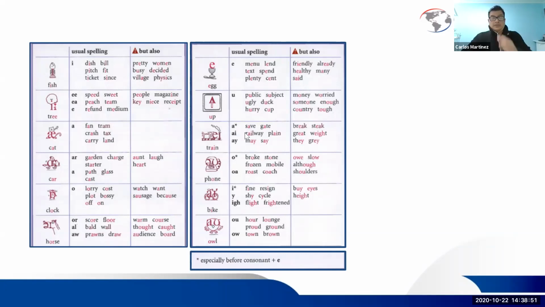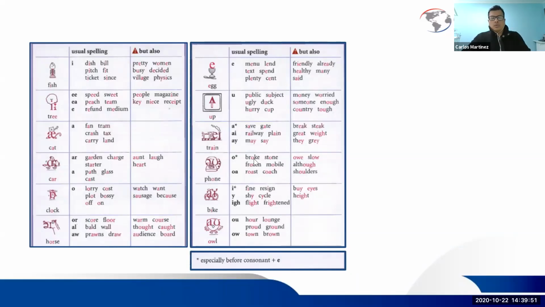Okay, then we have the diphthongs. We have the ay, train. So normally we have the letter A, but notice when it is before a consonant plus E, like save, consonant V, E. So when you have the letter A before a consonant and E, you're going to say ay: save, gate. Or the combinations AI, railway, plane, or AY, may, say. But you also have combinations like EA, like break, steak, great, or EIGHT, weight, or EY, they, grey. So remember, the letter A sounds like ay only when it is before a consonant and the letter E. Then we have O, like telephone, the letter O, again when it is before a consonant and the letter E.